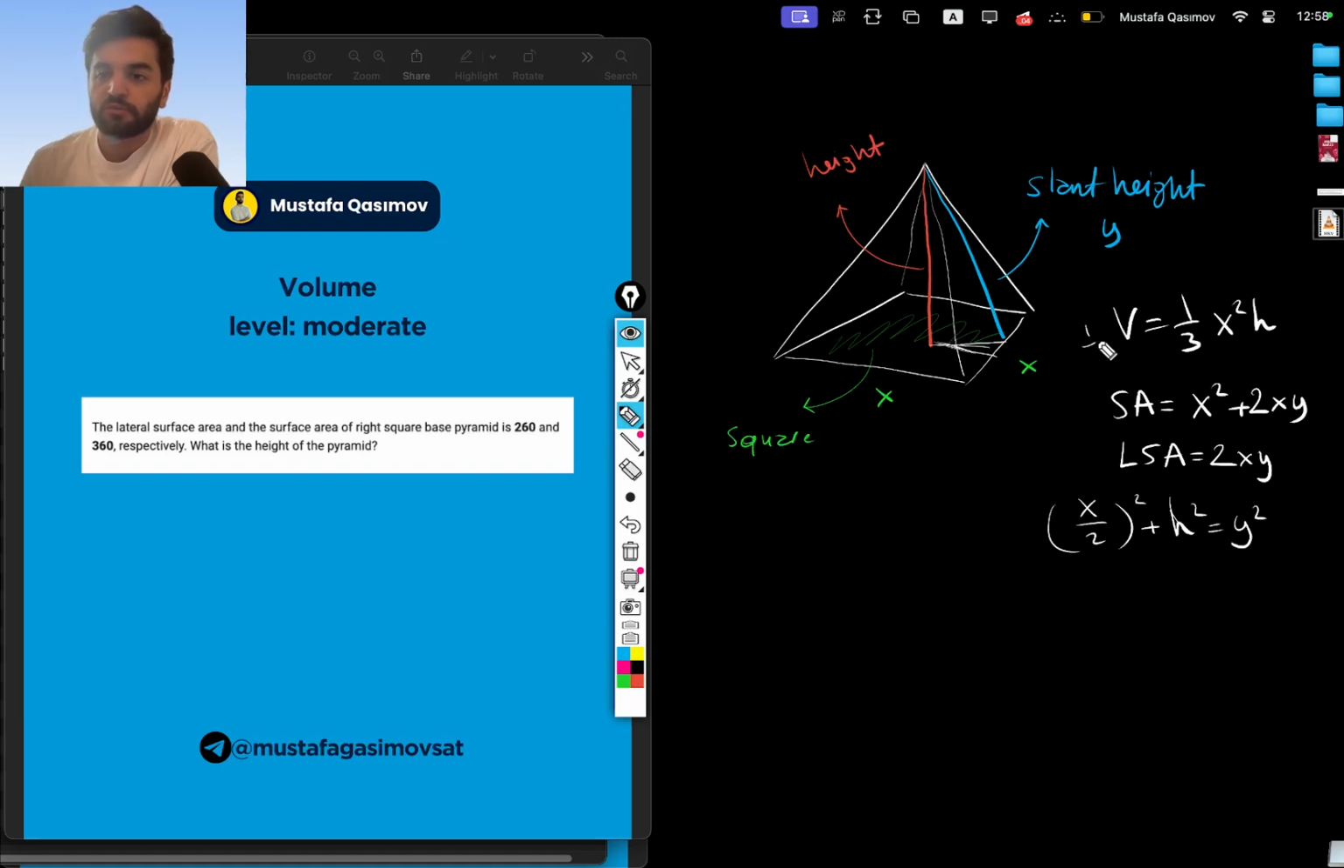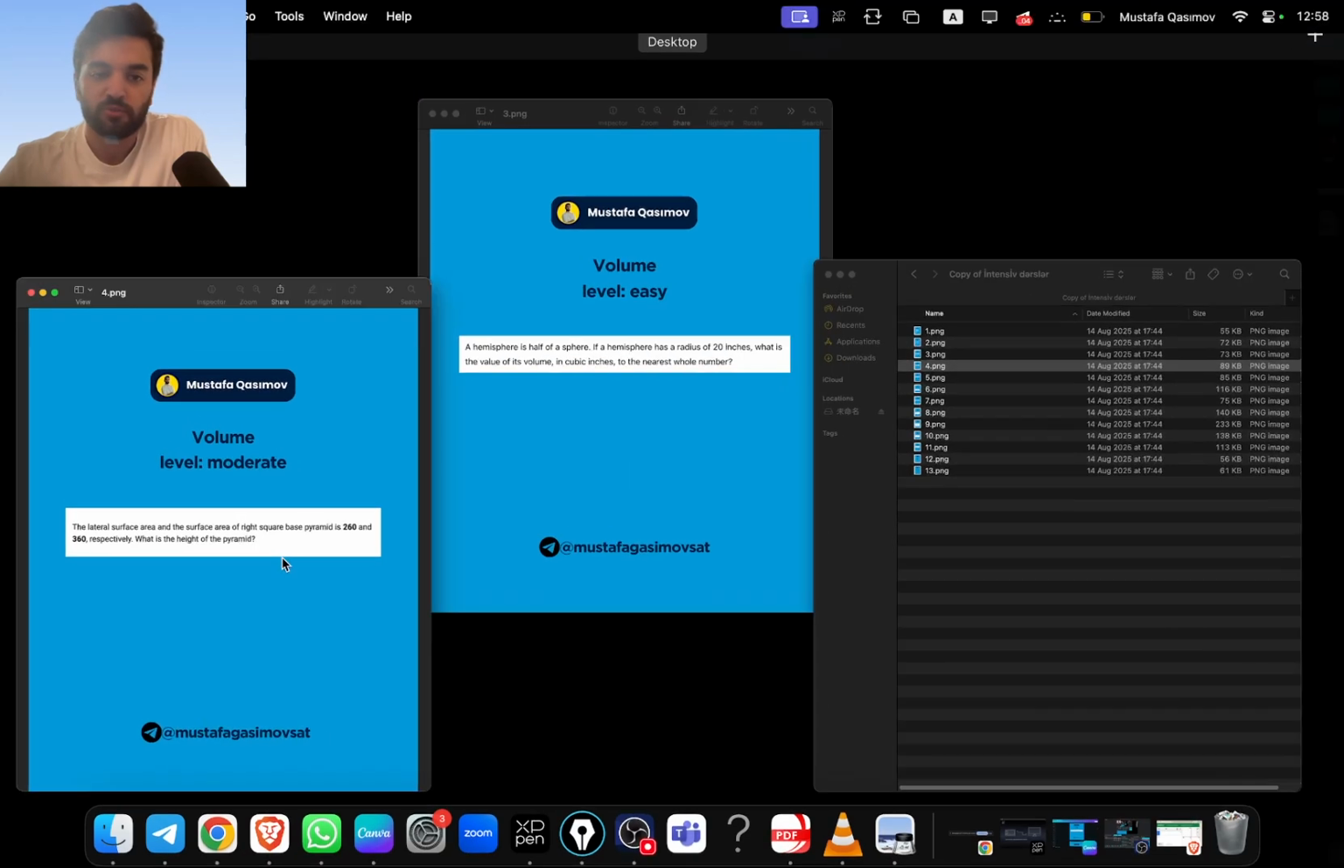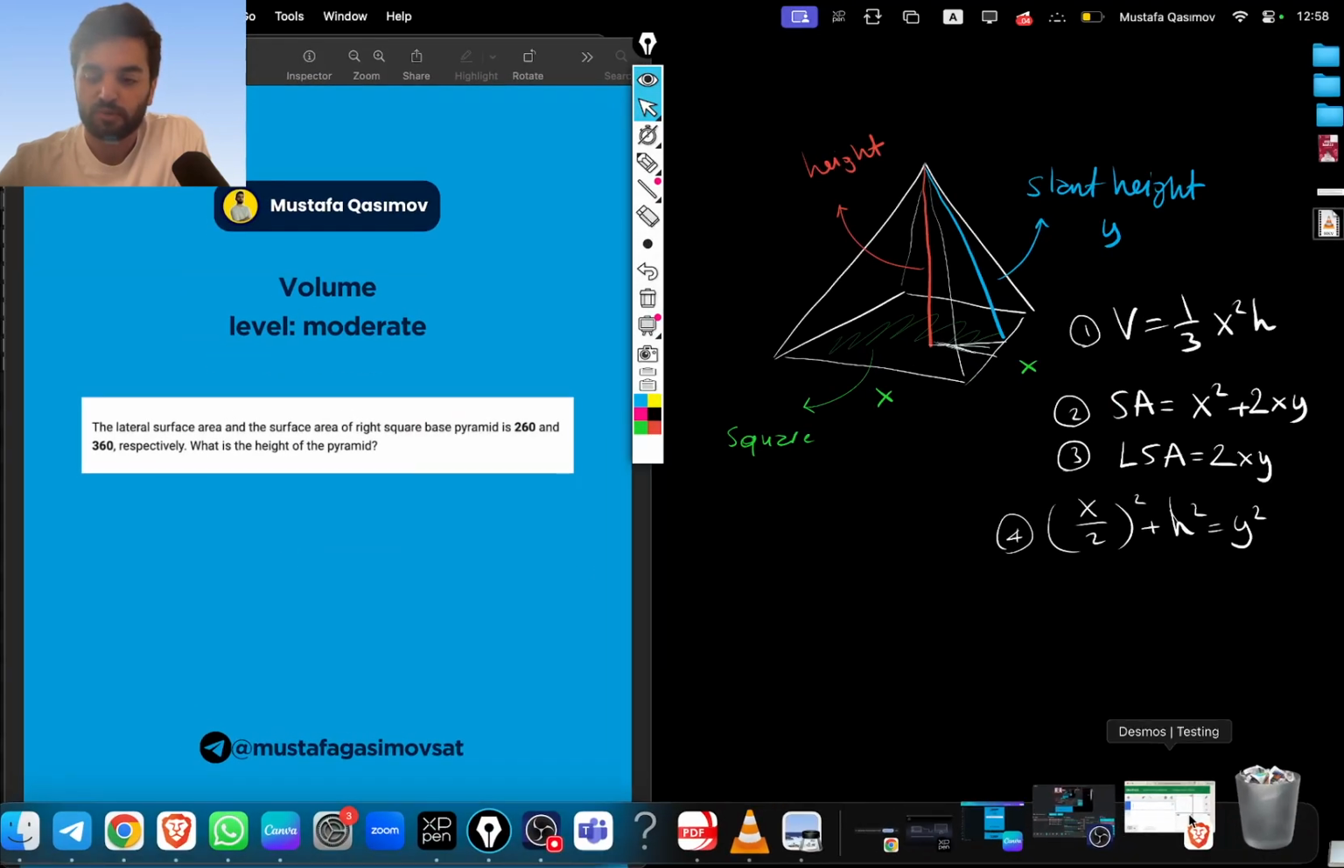Okay, if you know these 4 formulas, you don't even need to draw this pyramid. You can solve every pyramid question just using these 4 formulas. Okay, now let's open Desmos.